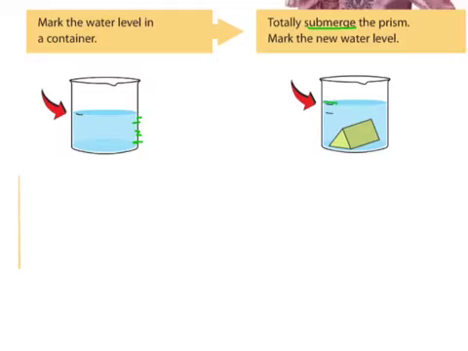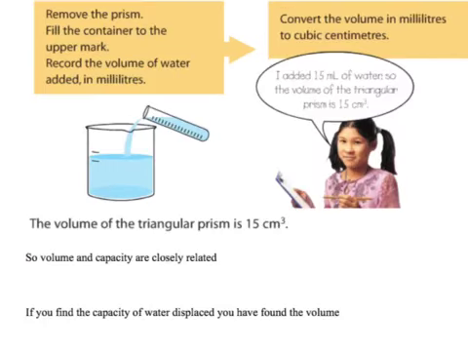Where is your water now? Now, if you're using a cylinder that has measurements on the side, what you would do is subtract these two measurements, your new measurement and your old measurement, and that difference would tell you the volume. Or you could remove the prism or the item, fill the container to the upper mark and figure out how many milliliters you added. And then those milliliters become centimeters cubed. So if she added 15 milliliters of water, the volume of that prism is 15 centimeters cubed.